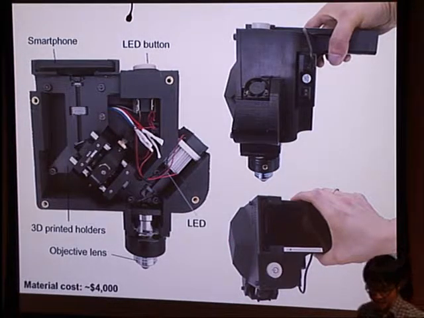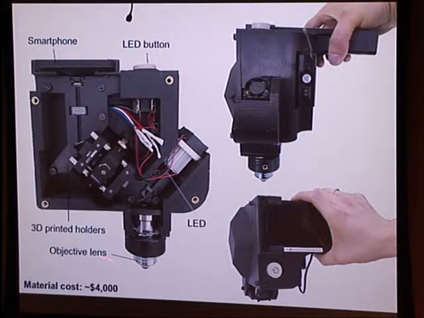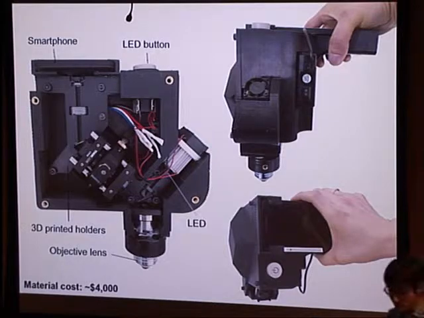Okay, and one thing that I want to mention is that the objective lens that I used for this first prototype was just over $2,000. So once we come up with a better, low-cost objective lens design, I think we can also decrease the device cost quite a bit.